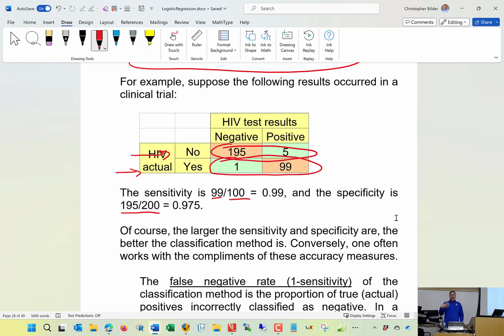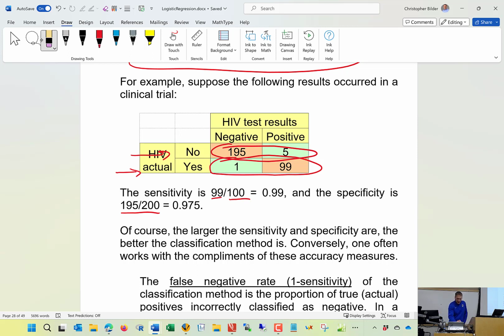And also, there's not an exact way to extend this to the situation where I have 3 categories, 4 categories. You can't have sensitivity with respect to this or specificity with respect to this. Sensitivity and specificity are only used in the situation where you have 2 possible groupings, 2 possible categories. So that's why I chose to do it now.